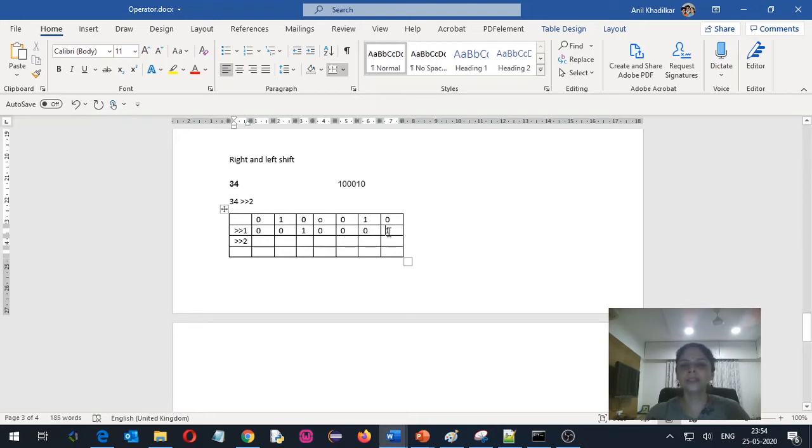will happen is this 1 will go away and this 0 will come here. Then this 0 will get shifted here. Then this 0 will get shifted here. This 1 will get shifted here. And then this 0 will come here. And this 0 will come here. And at this particular position, which is the extra position remaining, 0 will get added on the leftmost position.